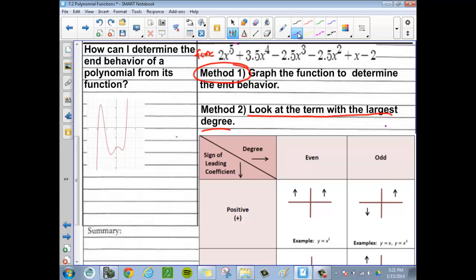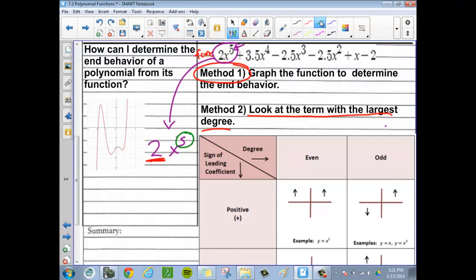Oh, it's this 2x to the fifth. That has the largest degree up there. 5 is the largest degree. So let's just write that down, 2x to the fifth, down here. Okay? And so what we have to do is look at two parts of this. We first have to look at the coefficient of it, and we have to look at the degree.